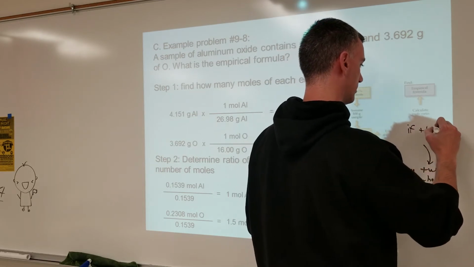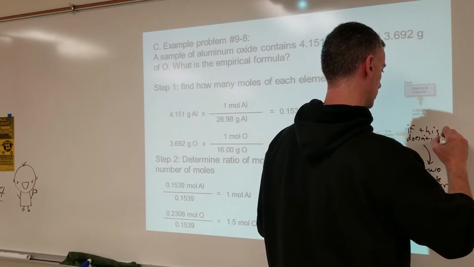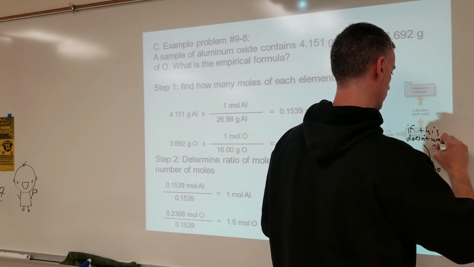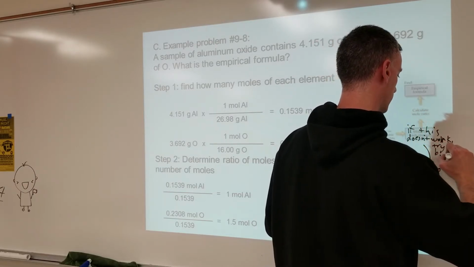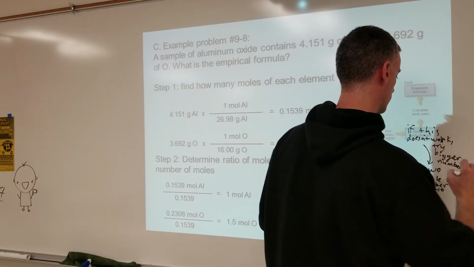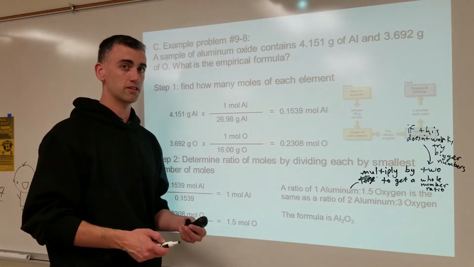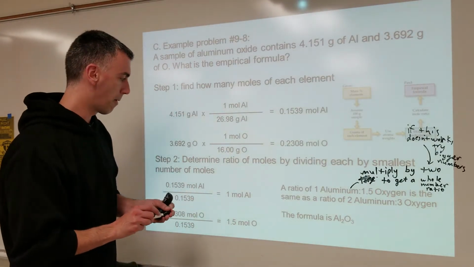If this doesn't work, try bigger numbers. There you go. So you times it by 2, see if that gives you whole numbers. If that doesn't work, try timesing it by 3. If that doesn't work, try timesing it by 4, etc.